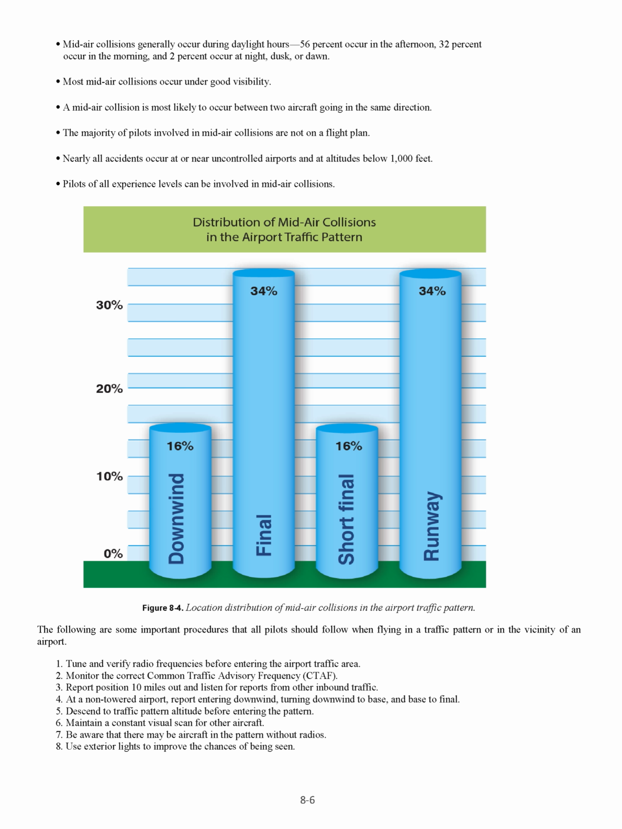1. Tune and verify radio frequencies before entering the airport traffic area. 2. Monitor the correct Common Traffic Advisory Frequency, CTAF. 3. Report position 10 miles out and listen for reports from other inbound traffic. 4. At a non-towered airport, report entering downwind, turning downwind to base, and base to final. 5. Descend to traffic pattern altitude before entering the pattern.